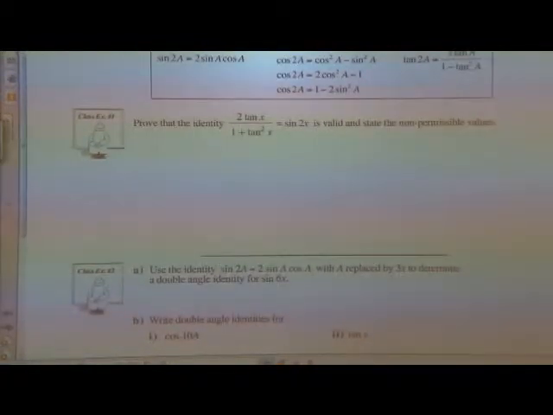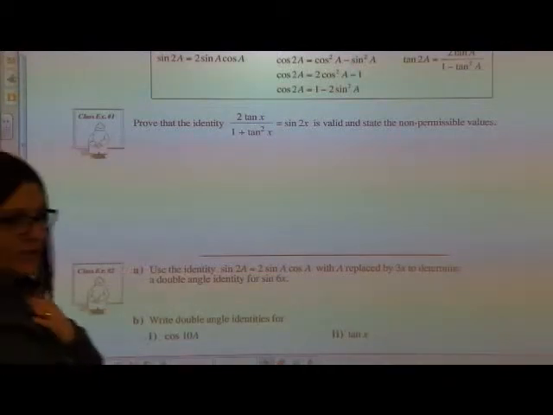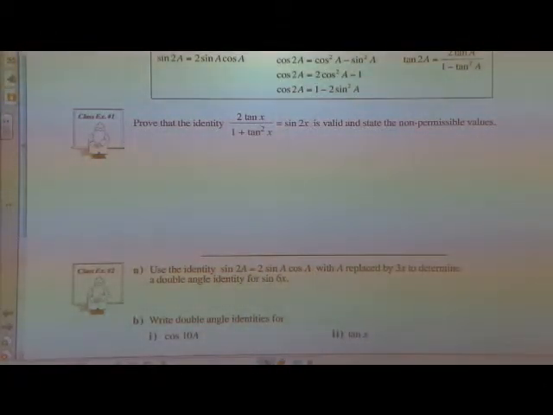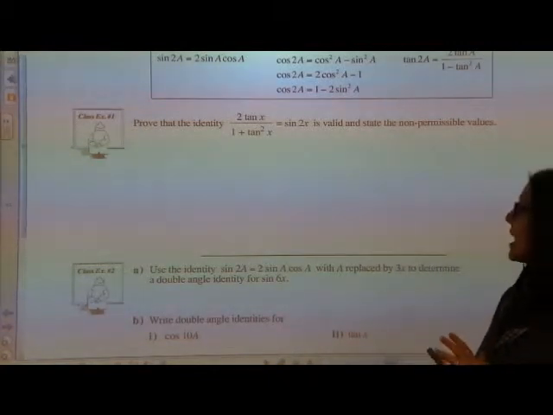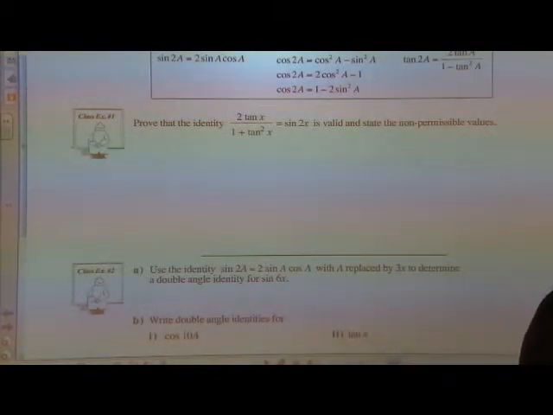So it says prove that the identity 2 tan x over 1 plus tan squared x is equal to sine 2x. Prove that the identity is valid and state the non-permissible values. So remember, when we do a proof, we do the left-hand side and the right-hand side. Okay? So if I look at the left-hand side, 2 tan x over 1 plus tan squared x. If you look on your formula sheet, what do you think you can do with that left-hand side of the equation?